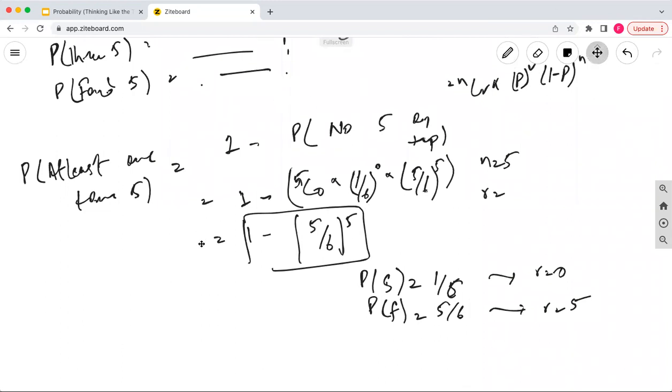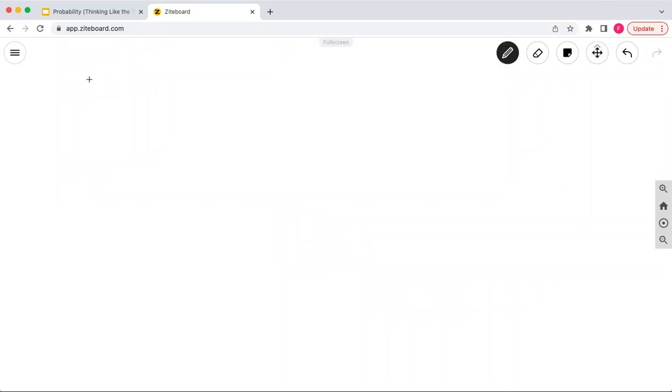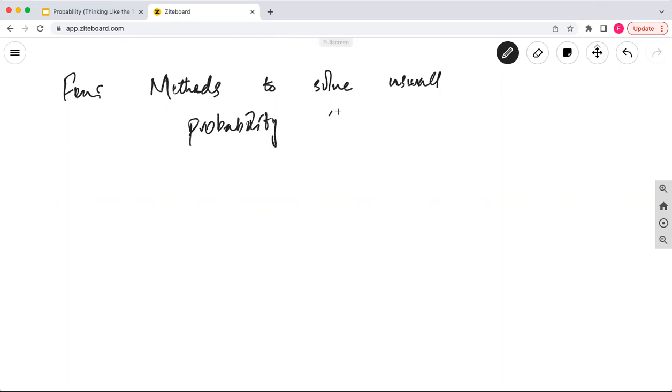Okay, now a very important thing. Let's see 4 methods to solve a usual probability question. Two methods are based on combination and 2 methods are based on probability. For this, let's consider a question and we will proceed further for solving that question. We will solve the question using 4 ways.